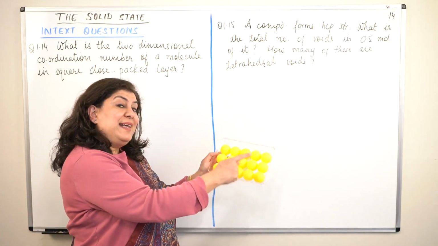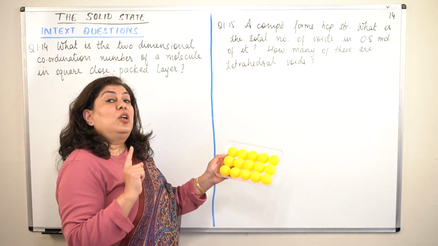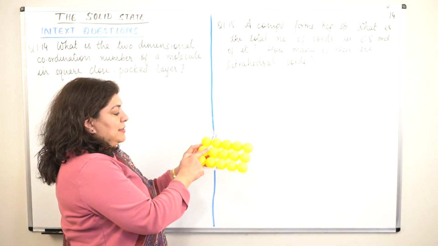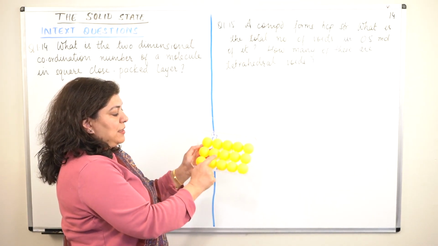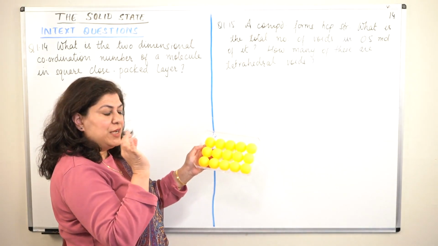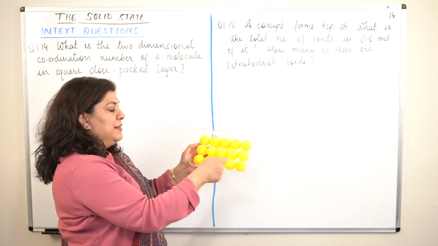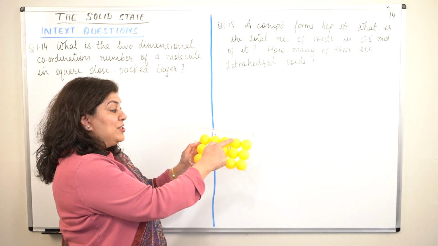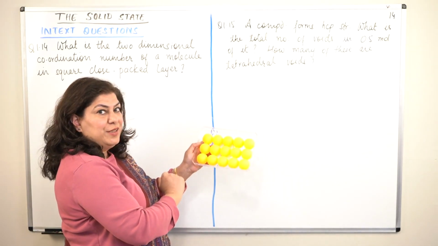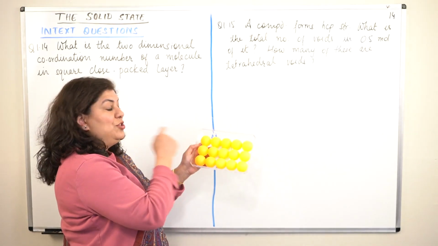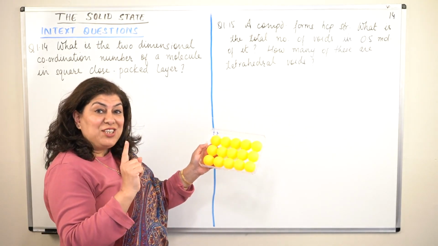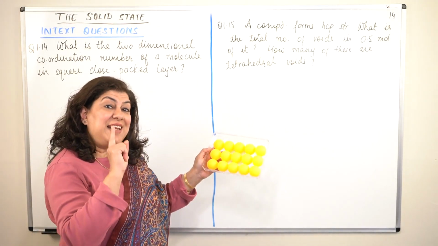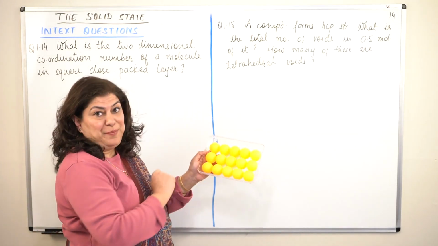But although it has 8 neighbors, it is not touching all of them. Take a look. This ball is touching this, it is touching this one, it is touching this one, and it is touching this one. Exactly, it is actually touching them. But if you look at these diagonals, the balls which are diagonally in the square, this central ball is not touching this, not touching this, not touching this, and not touching this. Although it has 8 nearest neighbors, it is actually touching only 4 of them.